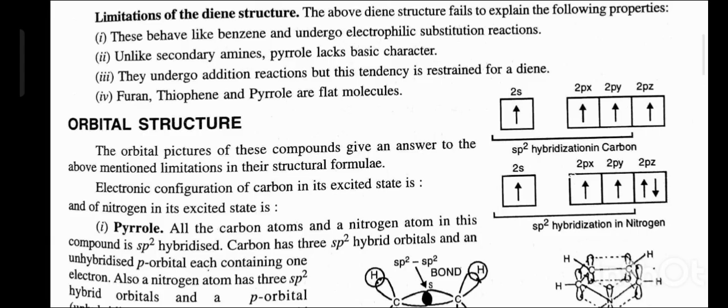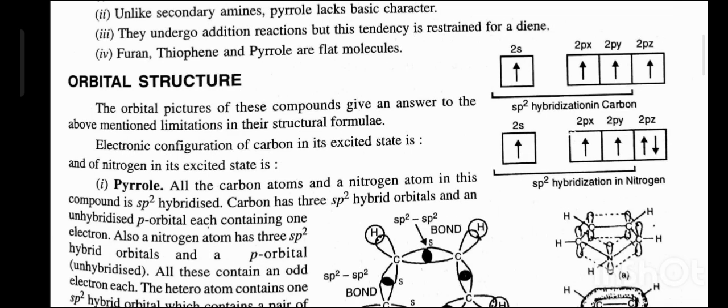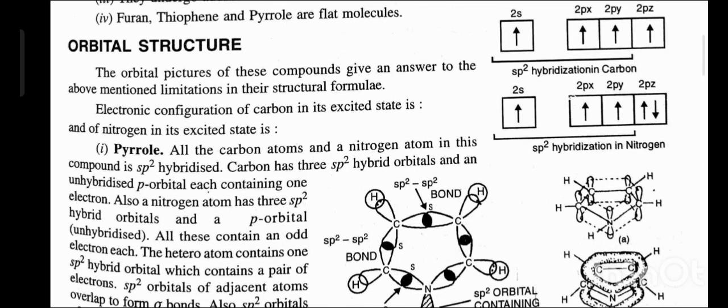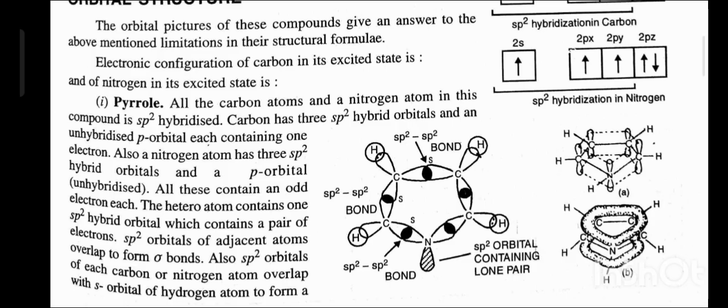Electronic configurations of carbon in its excited state and of nitrogen in its excited state are given. The configuration of carbon is 1s2, 2s2, and we also know the excited configuration of nitrogen given below. First, pyrrole. All the carbon atoms and the nitrogen atom in this compound are sp2 hybridized. Carbon has three sp2 hybridized orbitals and an unhybridized p orbital, each containing one electron. Also, the nitrogen atom has three sp2 hybridized orbitals and an unhybridized p orbital. All these contain an odd electron each. The heteroatom contains one sp2 hybridized orbital which contains a pair of electrons.